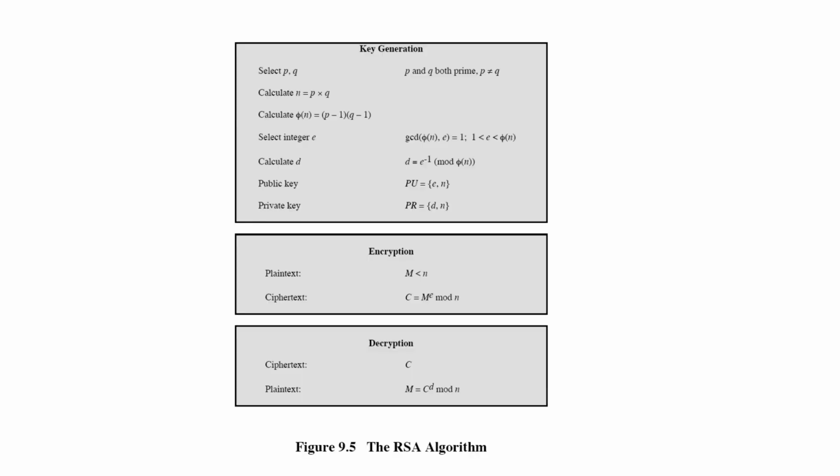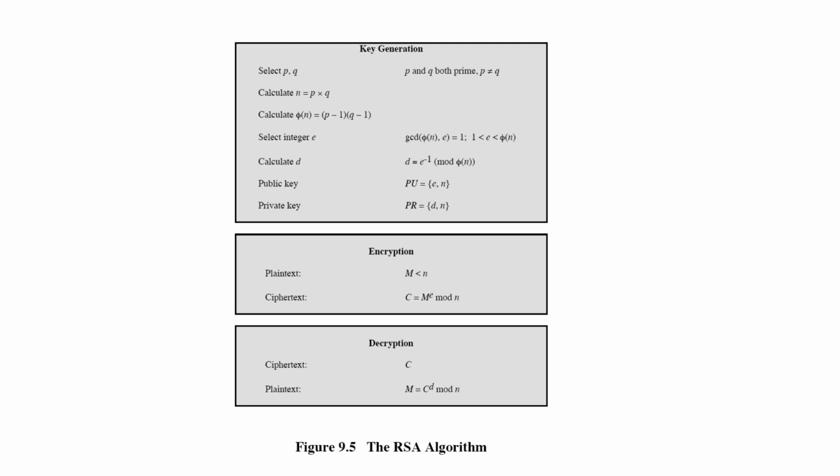So this is the RSA algorithm: key generation, encryption and decryption. First select P and Q, both prime. Calculate n is equal to P into Q. Calculate phi of n, (P minus 1)(Q minus 1). Select integer E with GCD 1, and condition 1 less than E less than phi of n. Calculate D, where D is the inverse of E mod phi of n. Then the public and private keys are found.